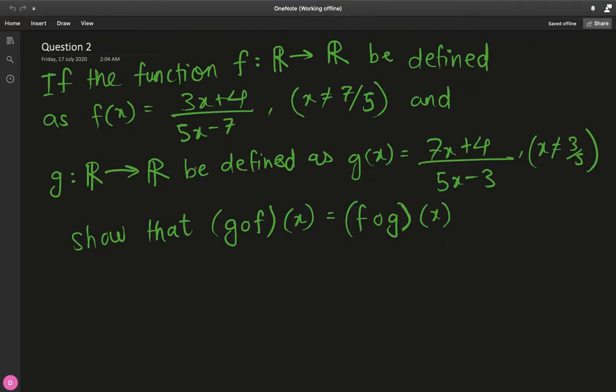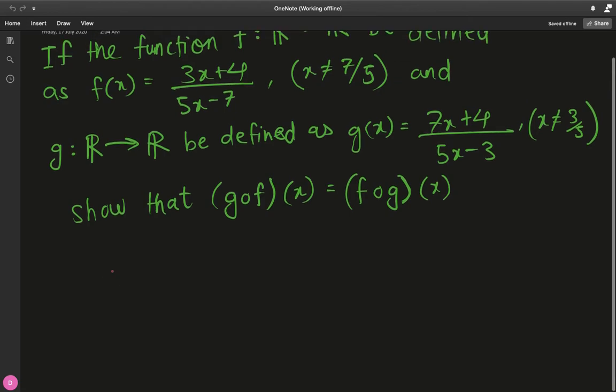Okay, finally we move on to question number 2, that says if the function f defined from real numbers to real numbers be defined as f of x equal to this expression, and g defined from R to R be defined as g of x some expression, so that g composed of f of x is equal to f composed of g of x. So let's look at the left hand and the right hand side separately.